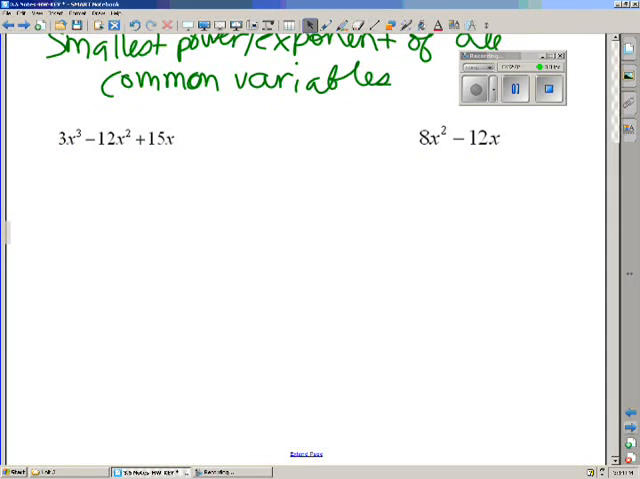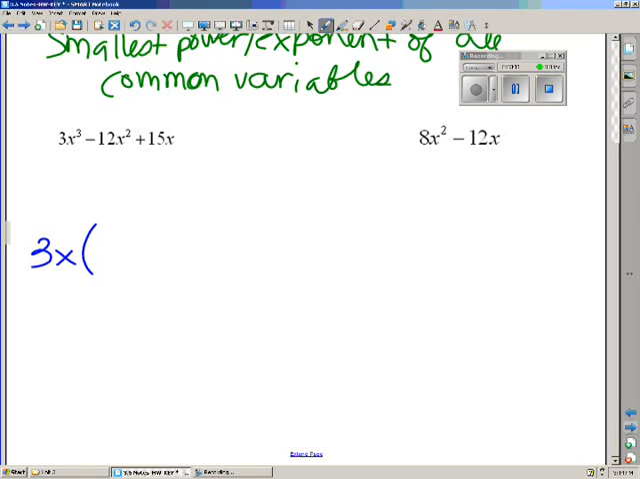So for this first problem, in terms of the numbers, 3, 12, and 15, the number that divides into all 3 of them is a 3. In terms of the variables, x cubed, x squared, and x, they all share an x, but the smallest power of x is just x to the first. So your GCF is a 3x, and you open up a parenthesis.